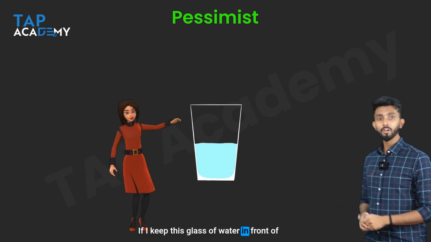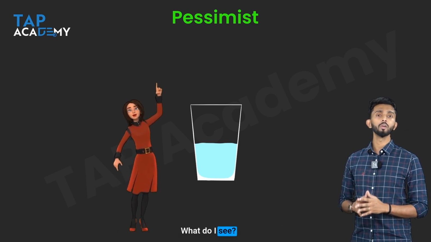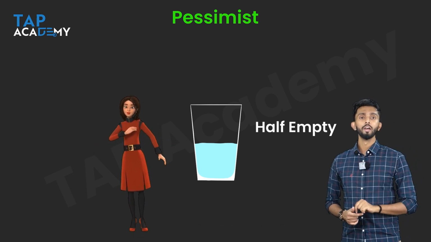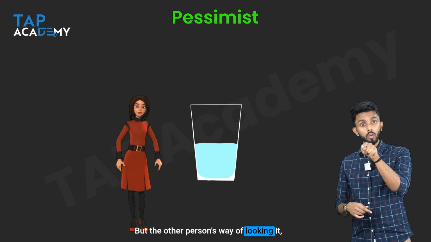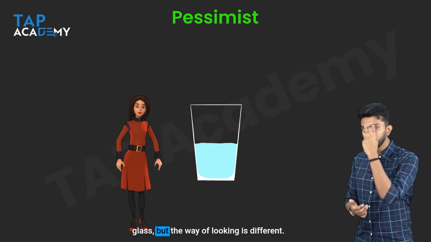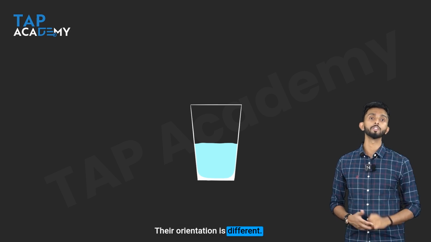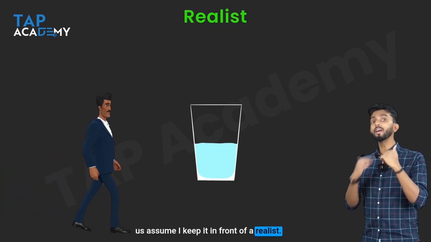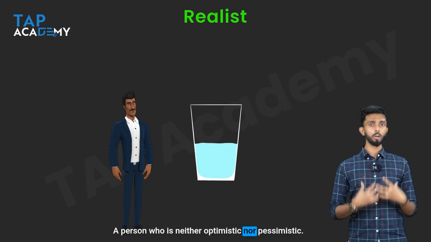If I keep this glass of water in front of a pessimist and ask, what do you see? Now a pessimist will be like, what do you mean, what do I see? What I see is a half empty glass of water. So their way of looking is, it is half empty. But the other person's way of looking at the glass was, it is half full. So do you see, both are looking at the same glass, but the way of looking is different. Their perspective is different. Their orientation is different. Even now, if you didn't understand, let us assume I keep it in front of a realist. Now, who is a realist? A person who's neither optimistic nor pessimistic.